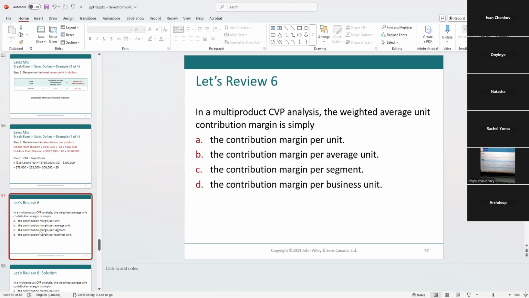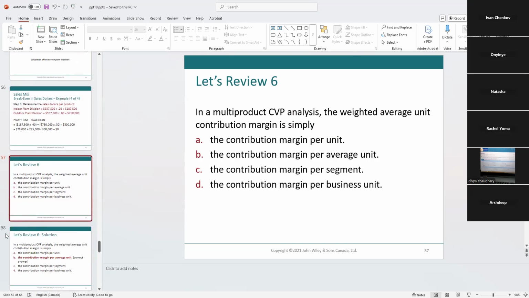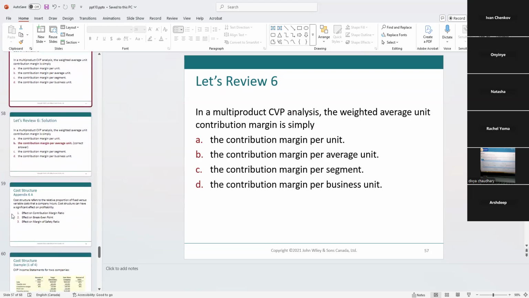Let's see if you get it. If B, B will be the correct one, yes.